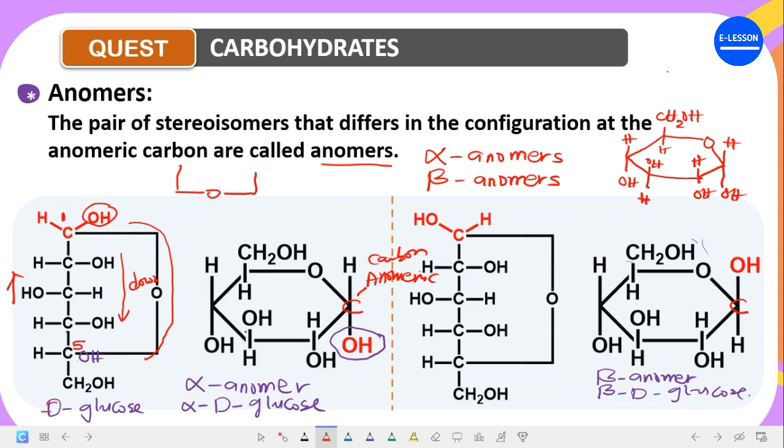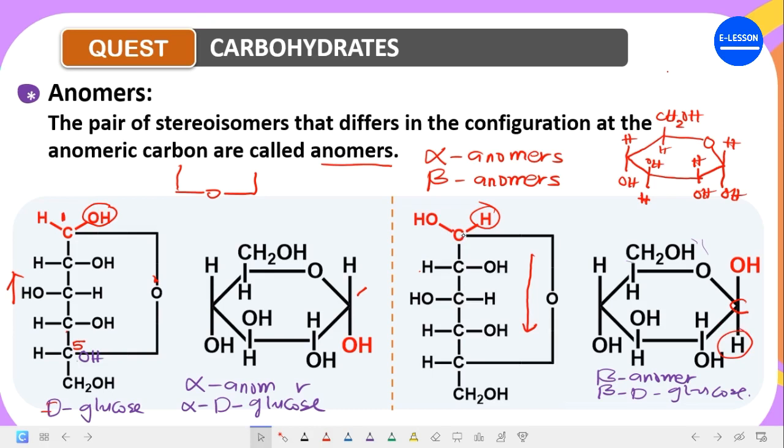Okay? Now, similarly, we are assuming that everything here is facing down, and this part is facing up. If everything here is facing down, it means that this H will also face down, which is this first one here. This is the first carbon, right? Which is what we are taking. You understand?